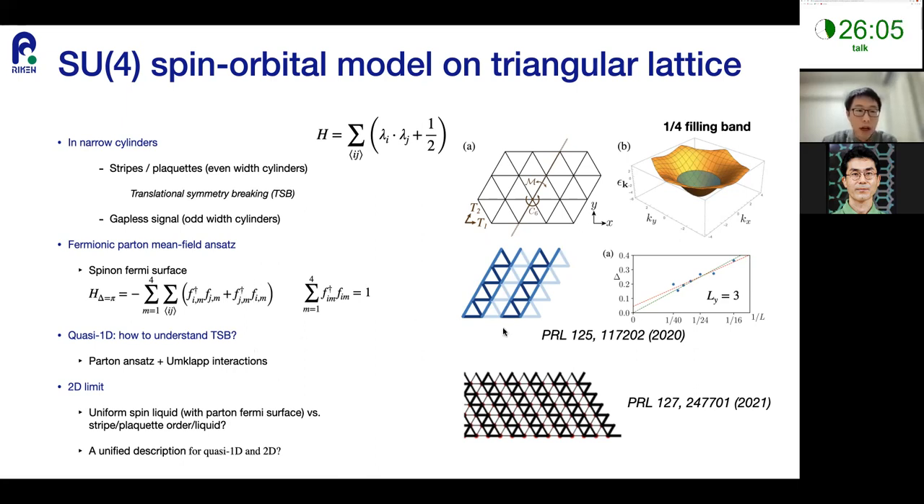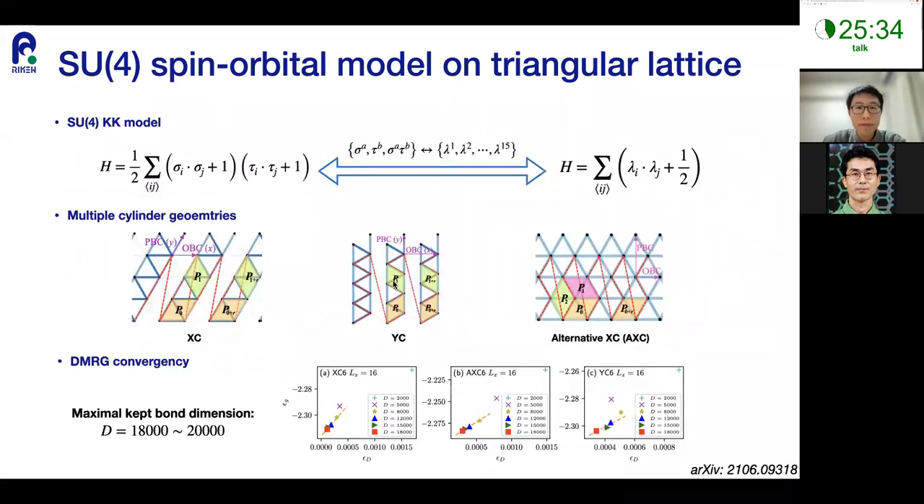So how do we understand this dimerization in the narrow cylinders? They argue that in these narrow systems, some umklapp interactions are relevant, so they can open a gap. But this issue is still not well settled. Maybe we need a more unified description for both quasi-one dimension and two dimensions.